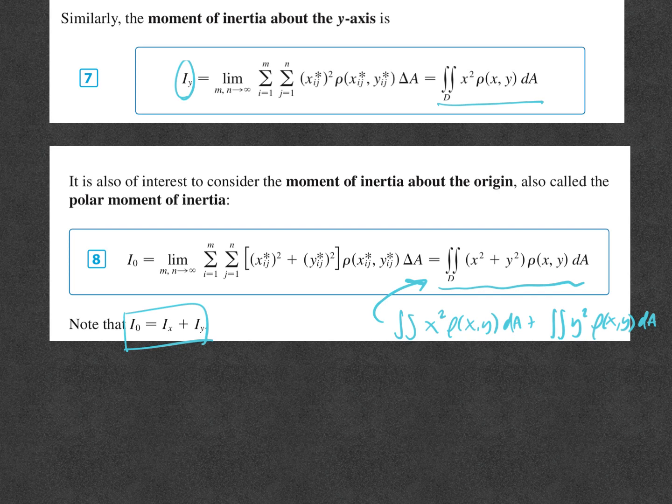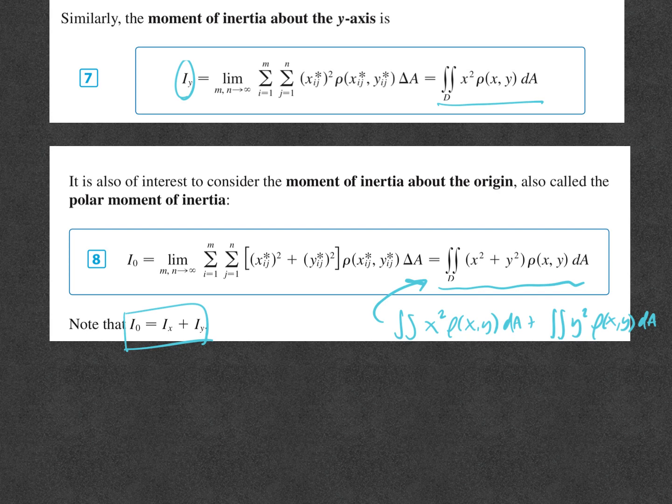So our moment of inertia about the origin, or the polar moment, is equal to the moments about the x-axis and the y-axis added together. That may come in handy for you. Sometimes it'll come in super handy. So let's look at one of these problems.